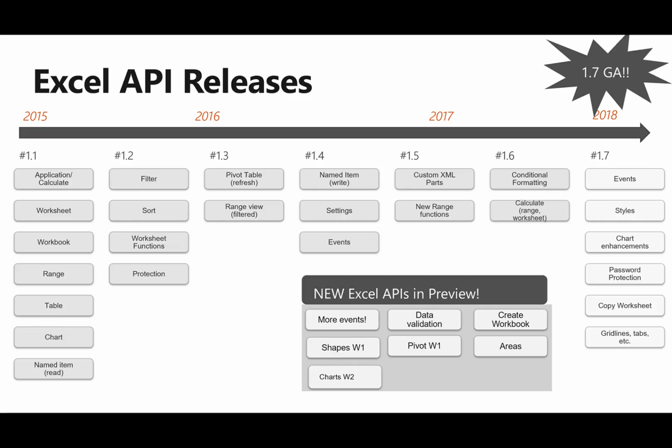We have more events there. We're going to see a few demos here. You can create workbooks, insert pictures into Excel. You're going to be able to also create pivots. We're going to support these continuous ranges using the areas object, as well as more investments in charts.